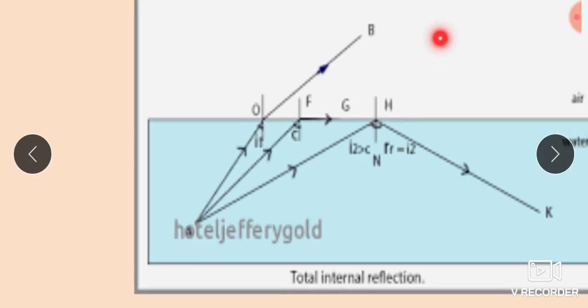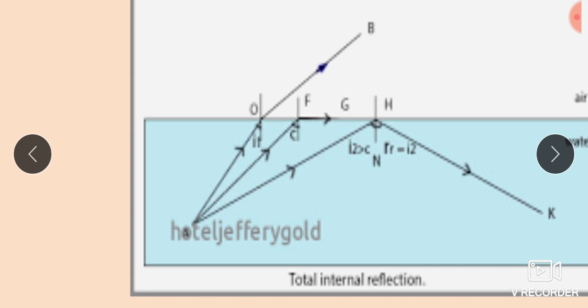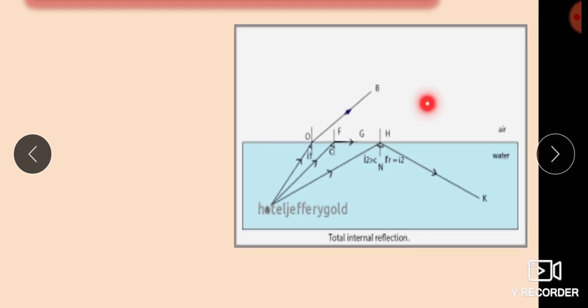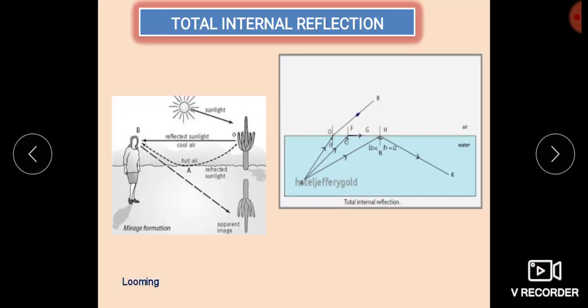What is the condition for total internal reflection? The angle of incidence must be equal to the critical angle or more than the critical angle. This angle is called the critical angle. Okay, this is the boundary condition. More than that, it re-enters, and the source must always be in the denser medium. These are the two conditions.